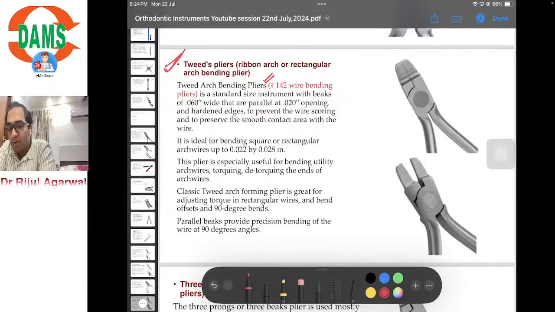So इसका difference क्या है with the previous one? The previous pliers were used for bending round wires. This is exclusively used for bending square or rectangular wires only, not used for bending round wires. Okay. So used for giving bends, torquing, detorquing the ends of the arch wire. Okay, the beaks have a 90-degree end, so we can give accurate precise bends of 90-degree angle on this. So this is a tweed plier or ribbon arch or rectangular arch bending plier.